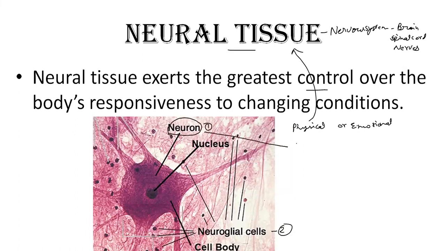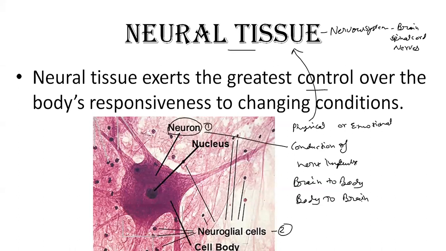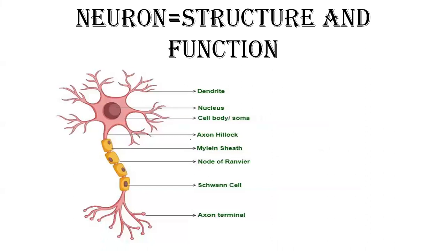The neuron is the main cell which helps in conduction of nerve impulses. Basically, neurons send messages from the brain to the body and from the body to the brain. And the neuroglial cell is a supportive cell. It supports and protects the neuron. Done. Next is the structure of the neuron.